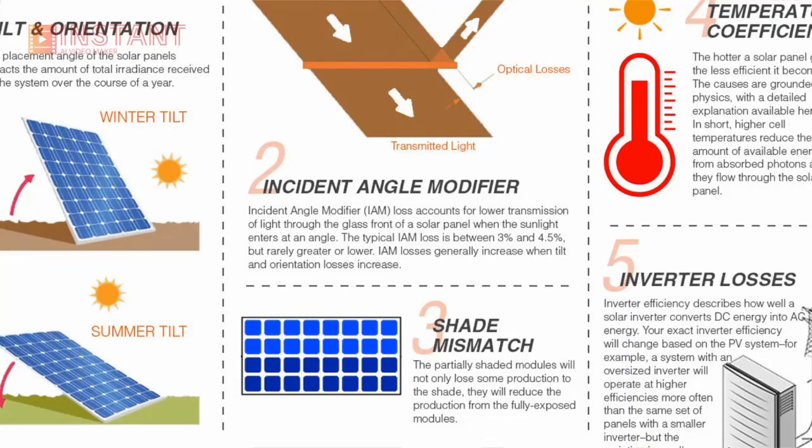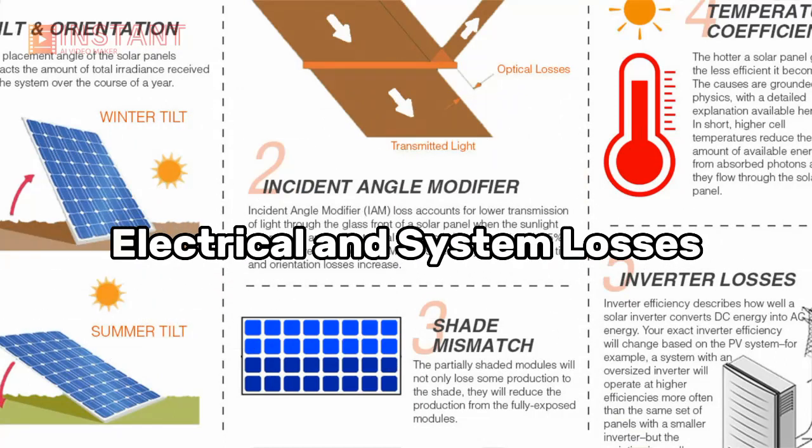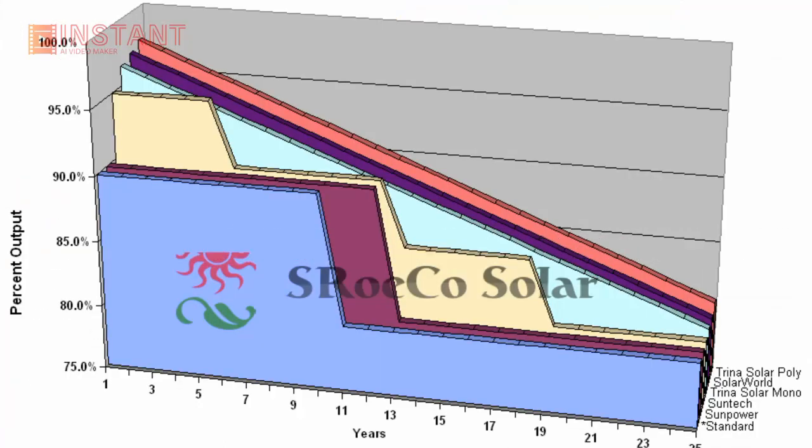And finally, number 10, electrical and system losses. Various electrical components and system elements, such as diodes, cables, switches, charge controllers, batteries if present, and DC-AC inverters, can introduce losses.